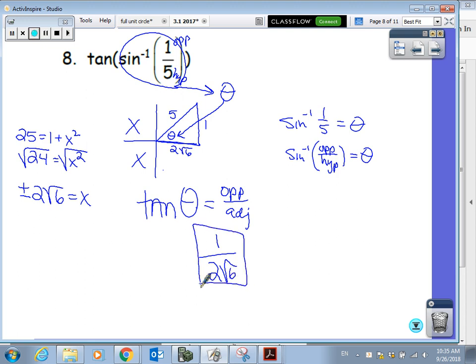Or if you don't like those radicals in the denominator and you'd rather rationalize, root 6 over 12. You do not have to rationalize ever. You have to recognize it, but you don't have to write it. 1 over 2 root 6 or root 6 over 12 is exactly the same. I do not care which way you write it. Either way is fine.